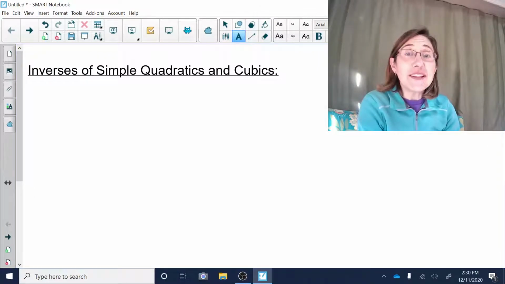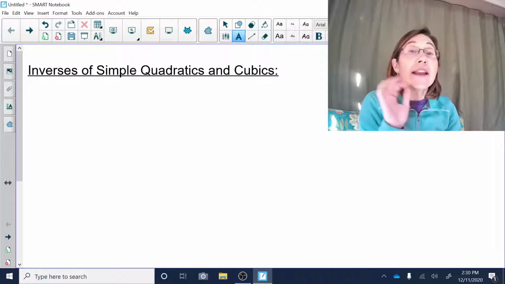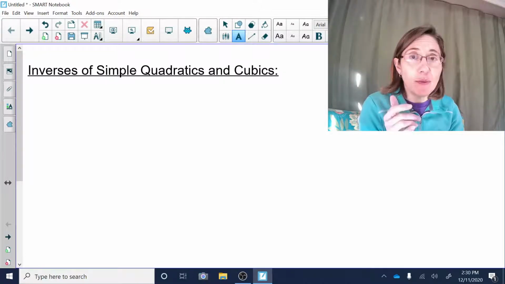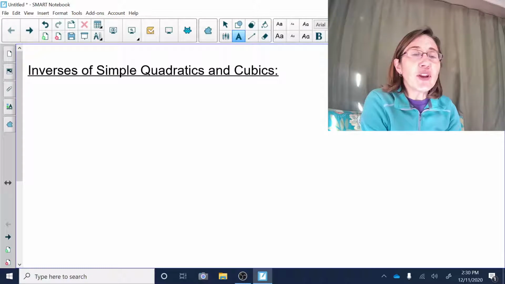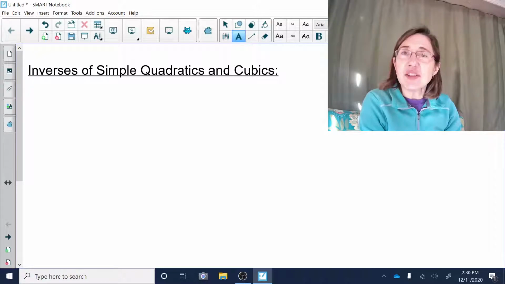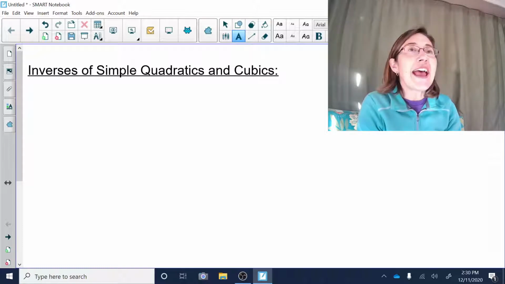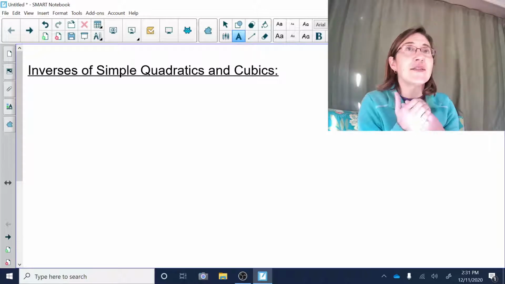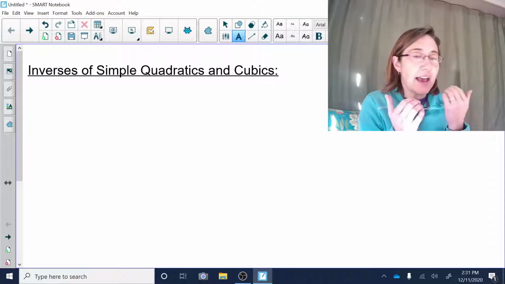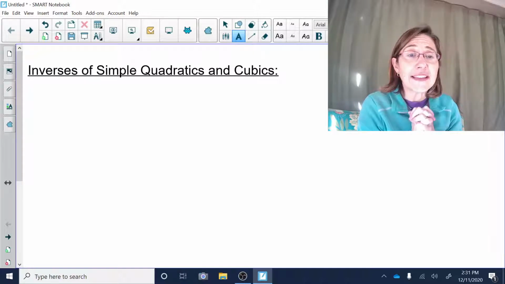Good morning. As we continue talking about inverse functions today, we are going to look at the inverses of one linear one and then some simple quadratics and cubics, and look at what we need to do to make sure that the inverse is a function and how we verify that, and then how the graphs connect to each other. How does the graph of the original connect to the graph of the inverse? So that's what we're looking at today.